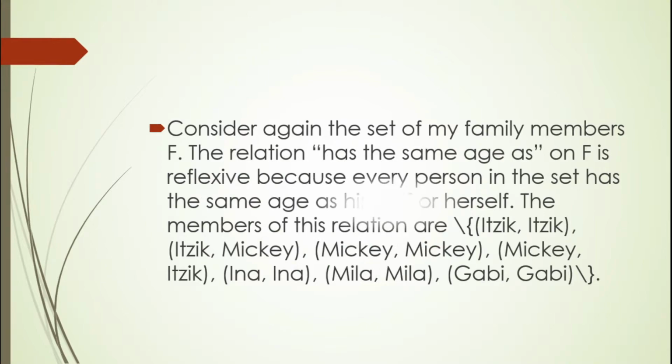Consider the set of my family members F. The relation "has the same age as" on F is reflexive because every person in the set has the same age as himself or herself. Here are the examples. In this example, you can see that this is reflexive because each value in the pair is equal to each other because they have the same age as each other.